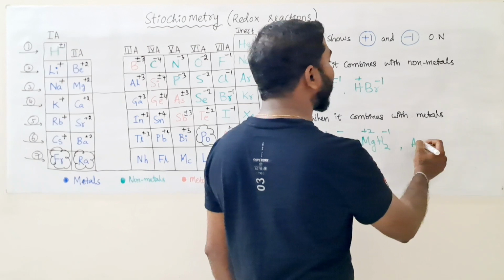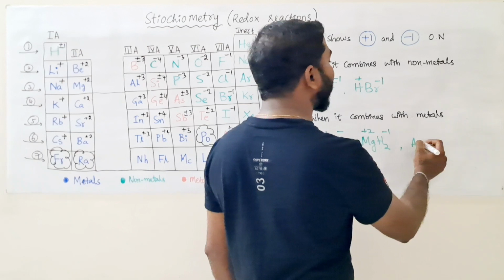Now let us learn how to calculate the oxidation number for an element when a compound is given. Let us take the molecule H2SO4, sulfuric acid. You may get a doubt, sir, how do we know for which particular element we need to calculate the oxidation number? There are two possibilities. They may mention for which particular element we need to calculate the oxidation number.